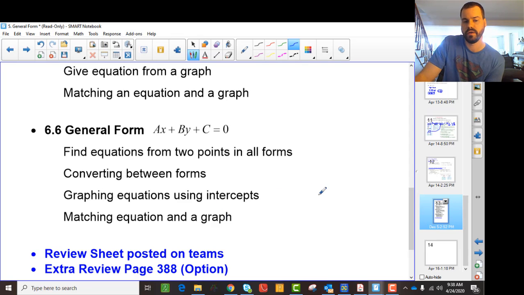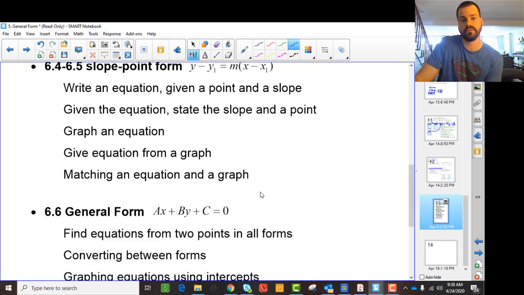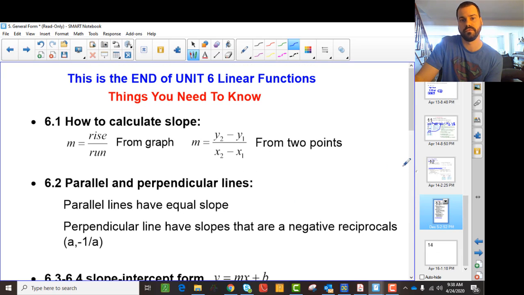So we'll leave it there. And if you have Teams and your teacher is posting the review sheet there, you should be able to find that. And also from your textbook, there's extra review. So you should be able to figure that out based on all the videos. And that's the entirety of the unit on linear functions.